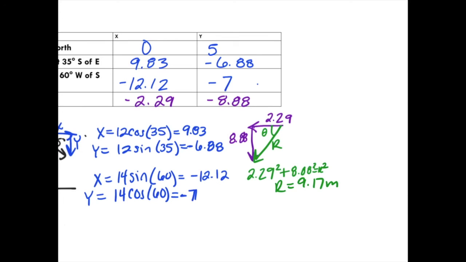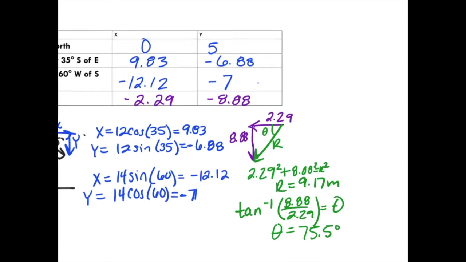Technically, I can use any trig function because I now know all three sides of my triangle. But personally, I like to use inverse tan for this because that's the two legs of the triangle. So it's going to be inverse tan of 8.88 over 2.29 is equal to my angle. And that angle is going to equal 75.5 degrees.